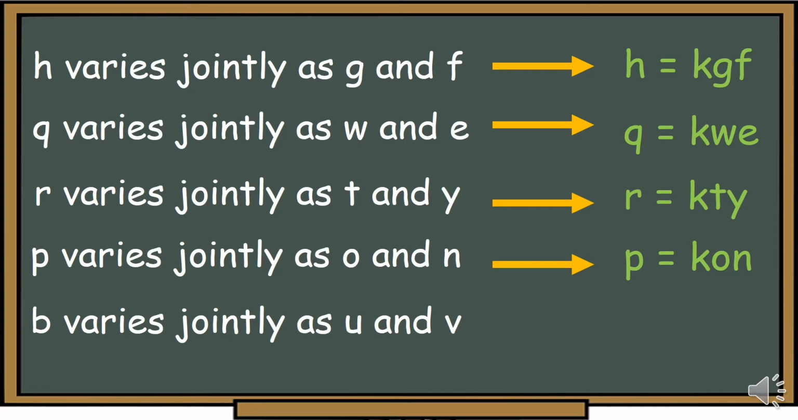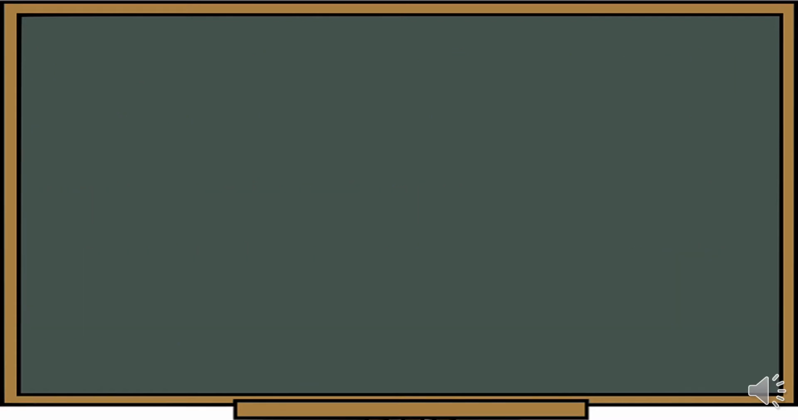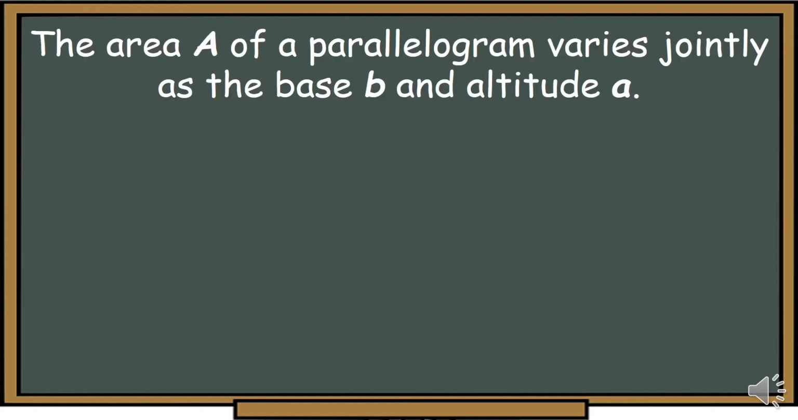And lastly, we have b varies jointly as u and v. Definitely, the equation for this is b equals kuv. Let us now translate these mathematical statements into equations. Let's start with this one.